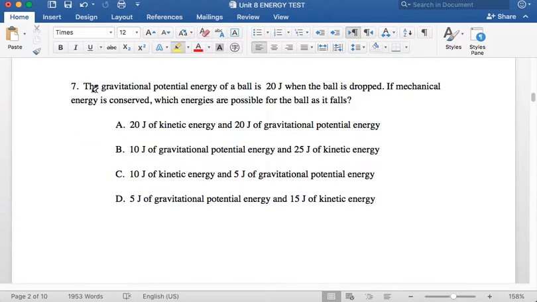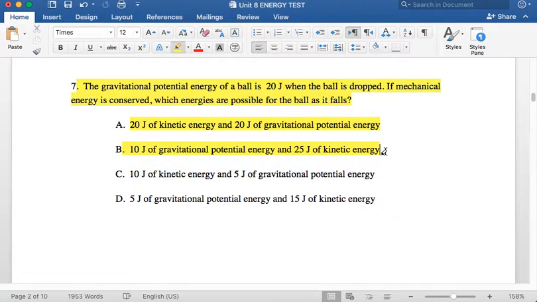Number 7. The gravitational potential energy of a ball is 20 J when the ball is dropped. If mechanical energy is conserved, which energies are possible for the ball as it falls? A. 20 J of kinetic energy and 20 J of gravitational potential energy.